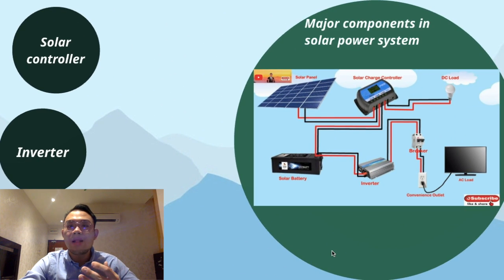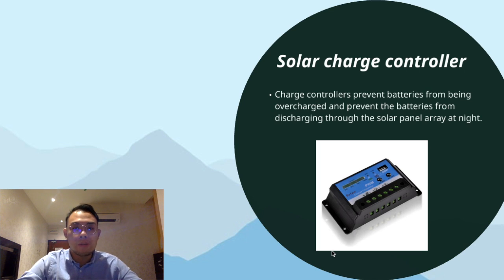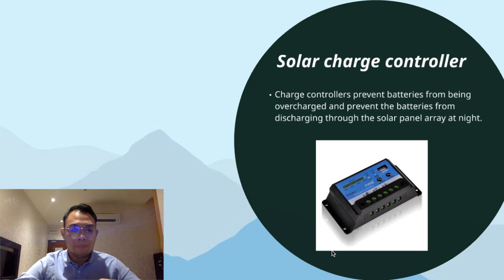The third element that I would like to explain here is the brain of the system, which is the solar charge controller. The charge controller prevents batteries from being overcharged and prevents the batteries from discharging through the solar panel array at night. We know in the day we have sunlight. When we have sunlight, we can generate electric power, so the electric power will accumulate and be stored in the battery.